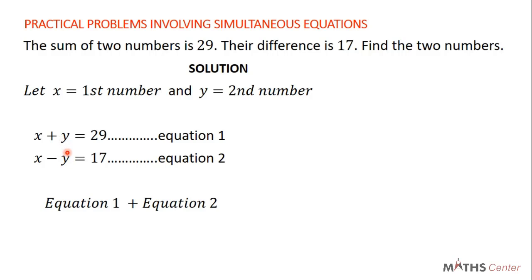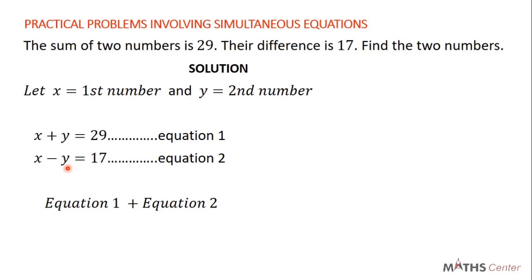Because I want to eliminate y, I'll add equation 1 to equation 2, because the coefficient of y here is 1, and the coefficient of y here is 1. But the one in equation 1 is positive and the one in equation 2 is negative. So if I add them, y will be eliminated. In the video on the elimination method, we explain this in detail.